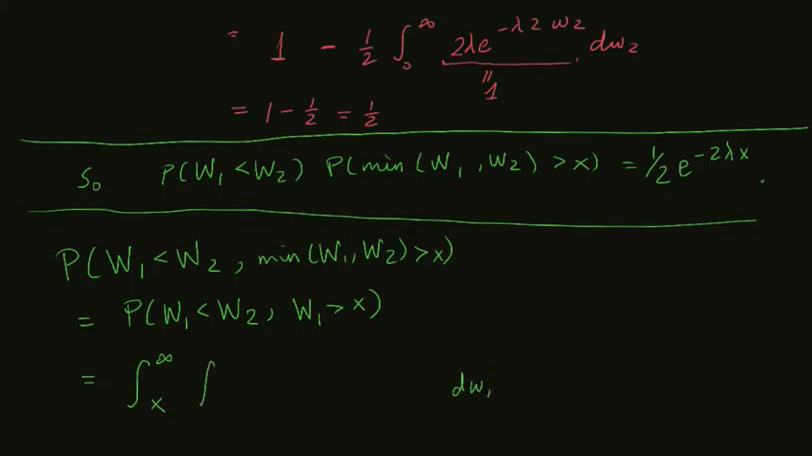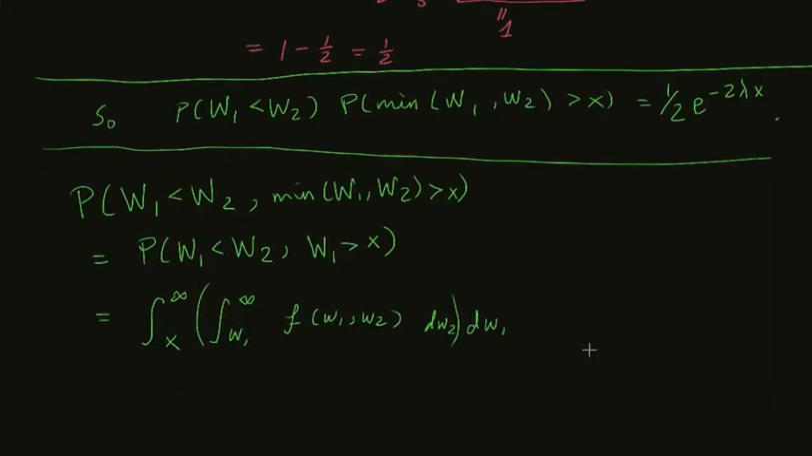After that, I want to find the probability that W2 is strictly greater than W1. So I will integrate from W1 up to infinity over W2. And the thing that I integrate needs to be the density that controls the distribution of W1 and W2, which is the joint density of W1 and W2.